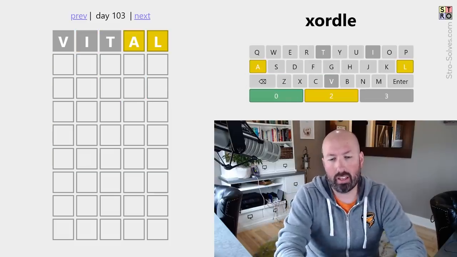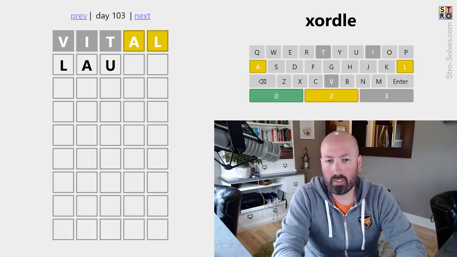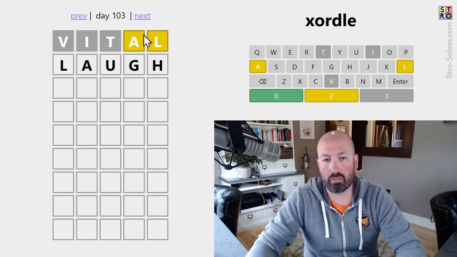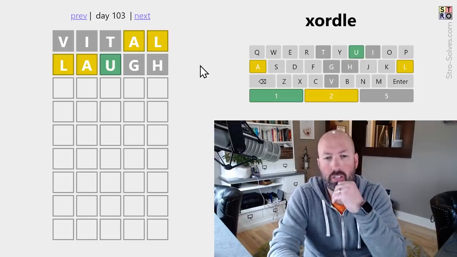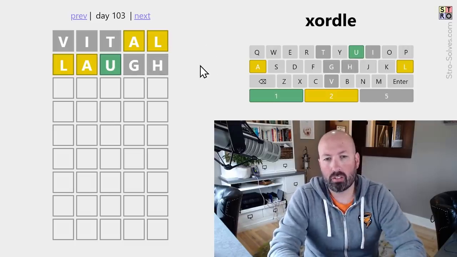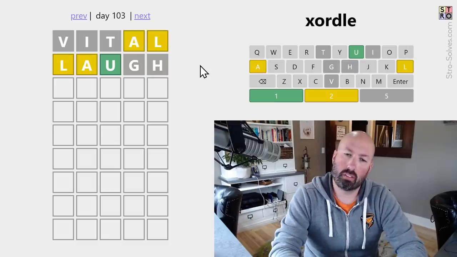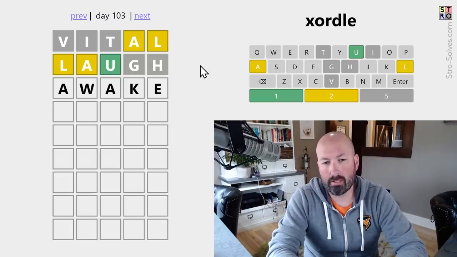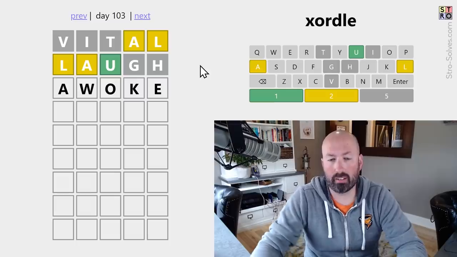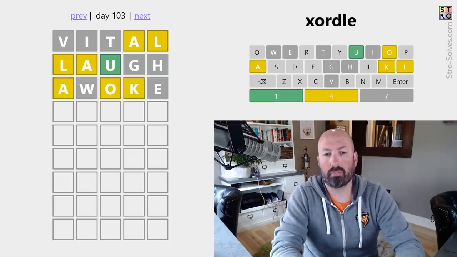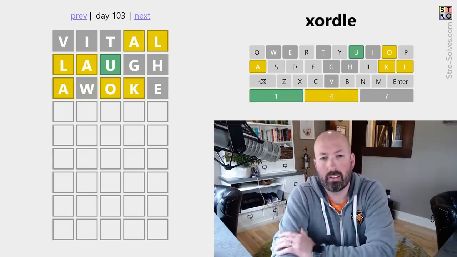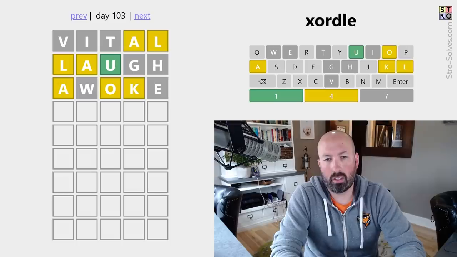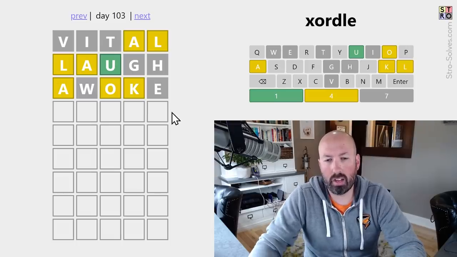Okay, the A and the L. So, laugh seems good. New spots for the L and the A. Check U-G-H. Okay. So... awake isn't bad. Actually, awoke is better, because it checks the O. Okay. So, the A is either in the middle or at the end.